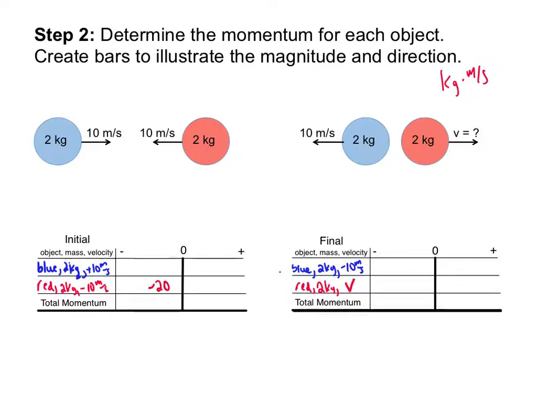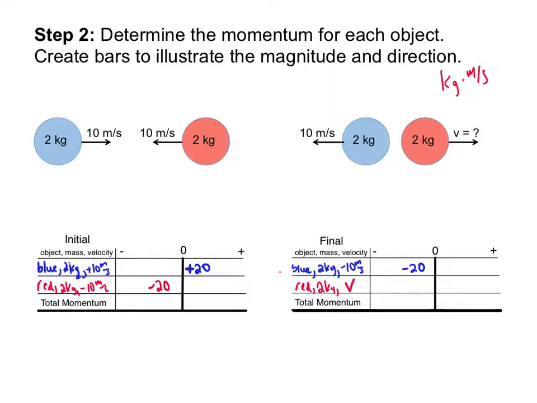Initially, for the blue billiard ball, I have 2 kilograms times 10 meters per second. That velocity is positive, so I'm going to write this on the positive side, positive 20. And for the final in the blue, I have negative 20 because its velocity is now negative 10 meters per second.